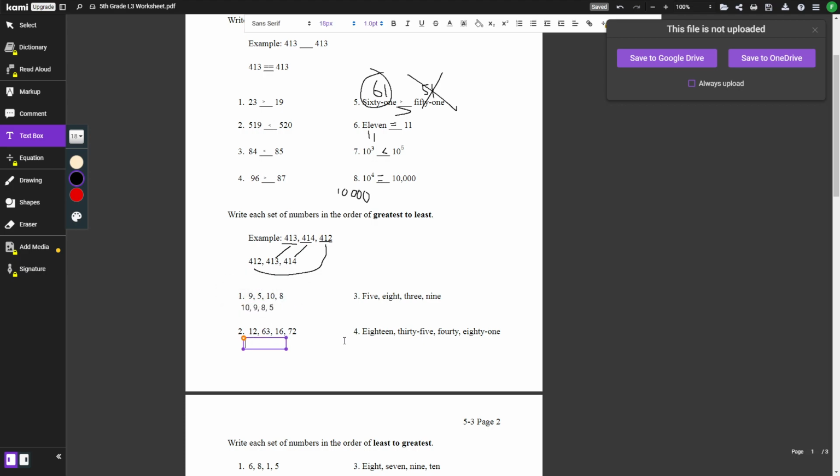Number 2, 12, 63, 16, 72. 72 is largest, 63 is next, 16, and finally 12. 5, 8, 3, 9. The largest number here is 9, then it's 8, then 5, then 3. 18, 35, 40, 81. Largest number is 81. Second largest number would be 40. Third largest number would be 35. Fourth largest number would be 18. And that's all four numbers.